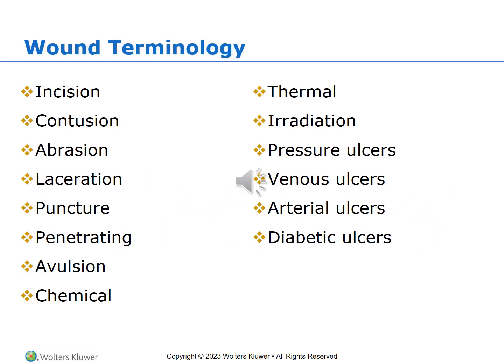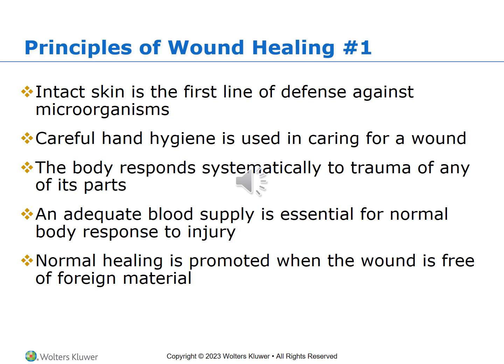This wound terminology is found on page 1155, table 33-3. It explains each type of wound as well as the cause of the wound. So read through this and know this table, table 33-3, page 1155. On page 1156, box 33-1, it goes more in depth in reference to each of these bullets, which refer to the principles of wound healing. And it looks like there are nine bullets.